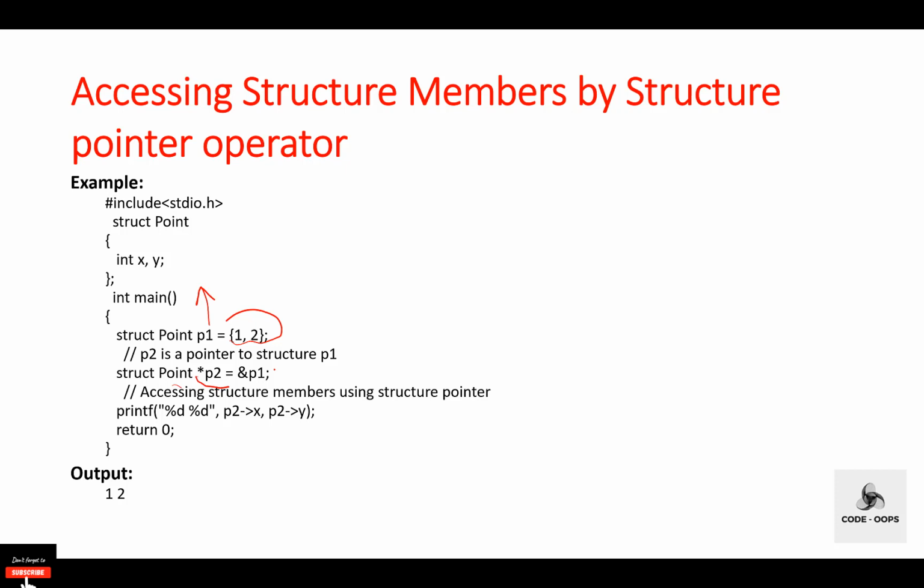We can access structure members using pointer to structure. How to access? Name of the pointer to structure, arrow operator, the name of the member. In this case, the value of x is 1 and value of y is 2. Let's see the program based on structure.